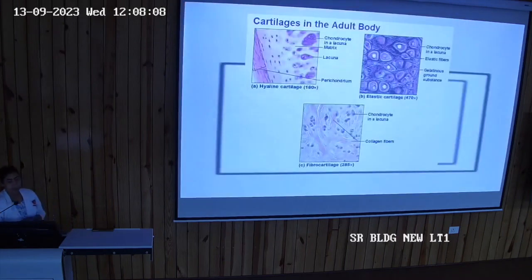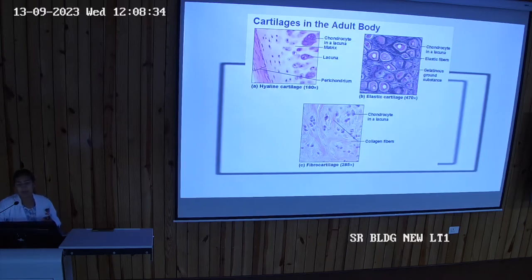Now coming to the different types of cartilages that are present in the human body: hyaline cartilage, elastic cartilage, and fibrocartilage. These three cartilages will be discussed in detail in histology, because these are histological pictures. Here I am just going to discuss what the peculiarities of these different types of cartilages are, how you can see them and how you will differentiate them.